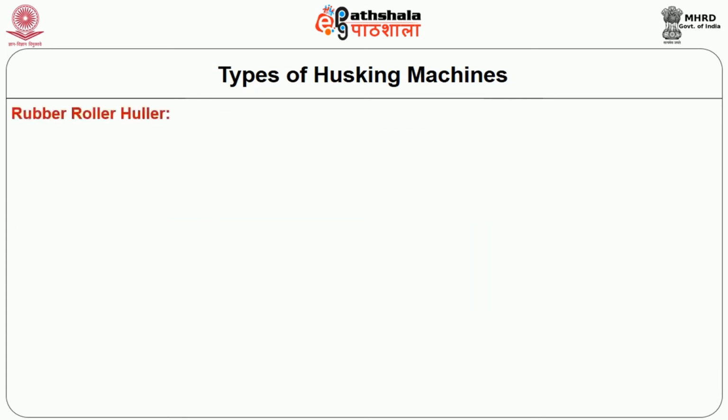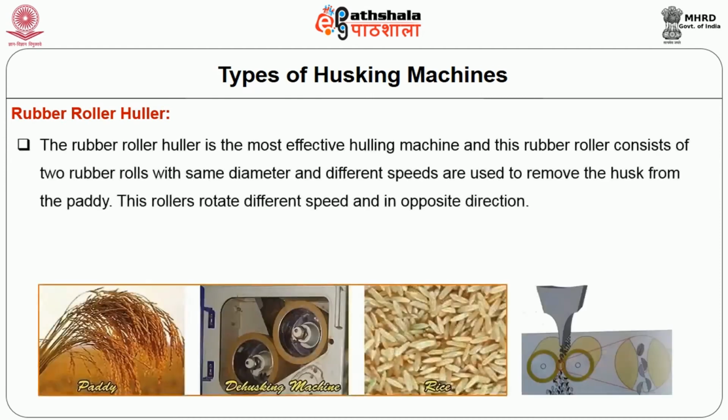With a different principle, the next commonly used huller is the rubber roll huller. The rubber roll huller is the most effective hulling machine. It consists of two rubber rolls with the same diameter and different speeds, which are used to remove the husk from the paddy. These rollers rotate at different speeds and in different directions.